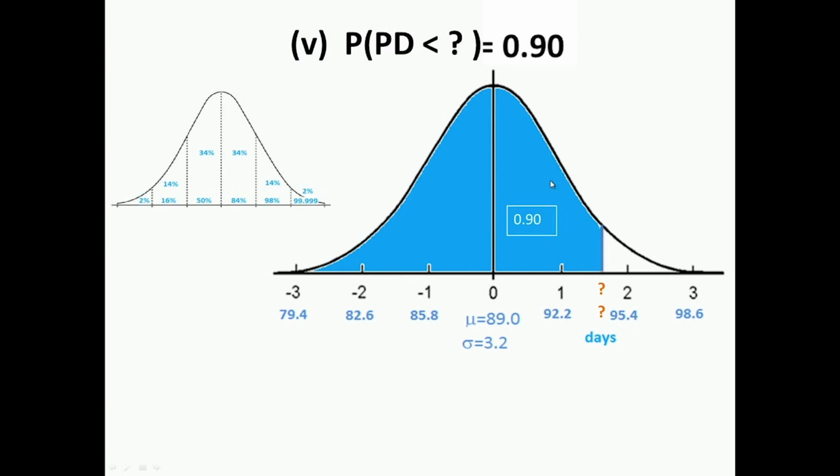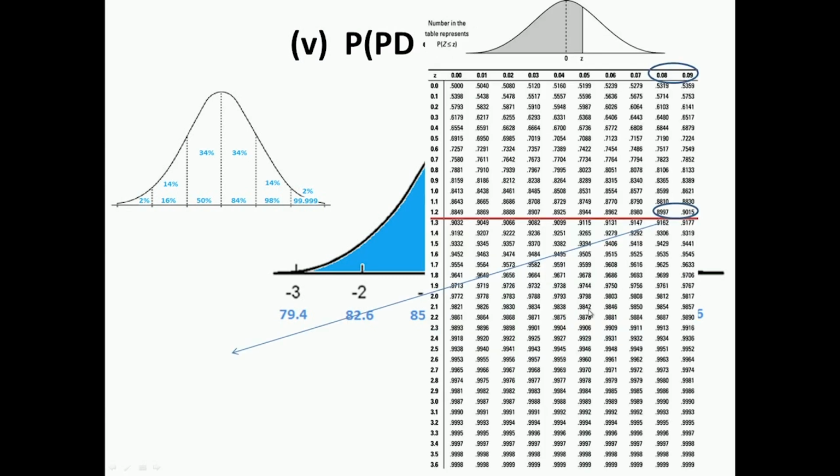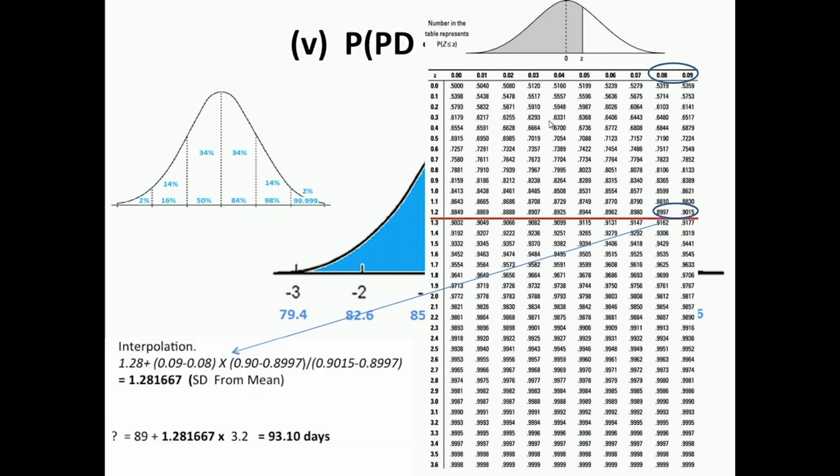So, we are now trying to find the value of how many standard deviations. First we have to find how far this point is from the mean, and then convert those standard deviations into a duration. So, the first step here is to see where we are as far as the number of standard deviations from the mean.